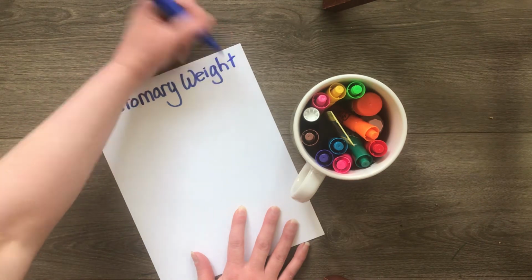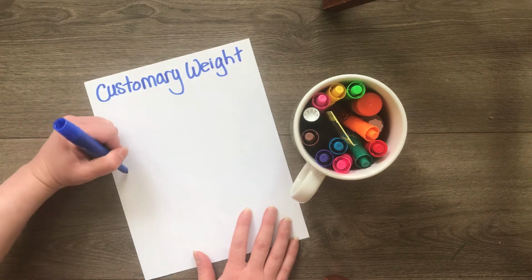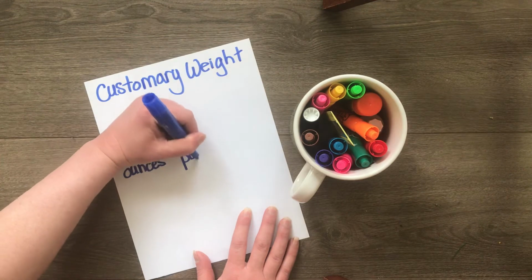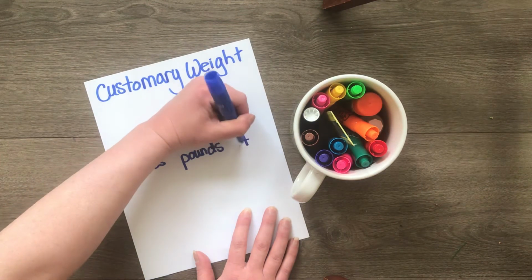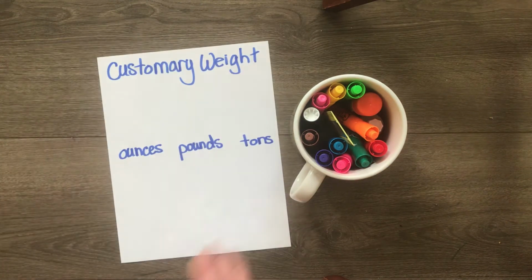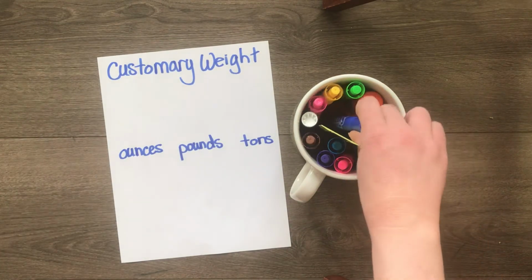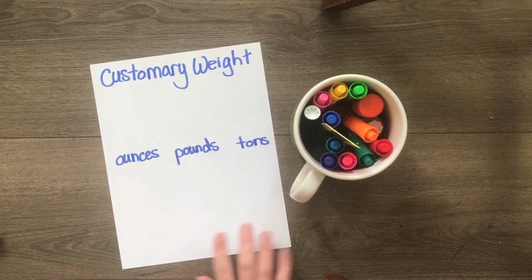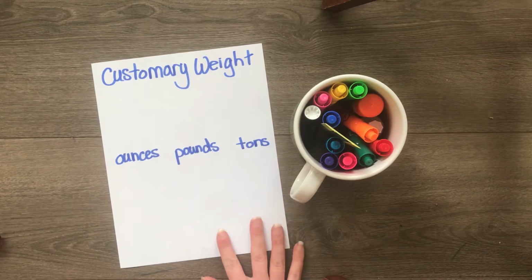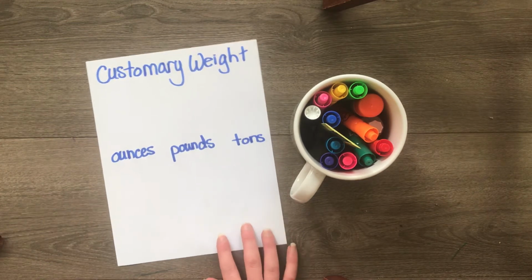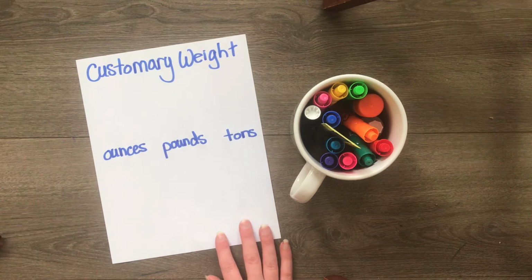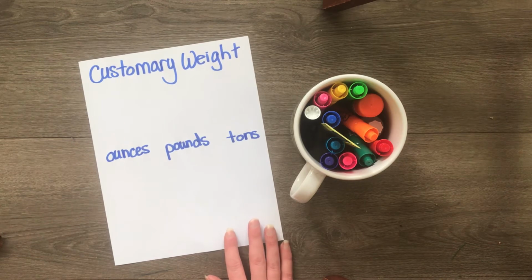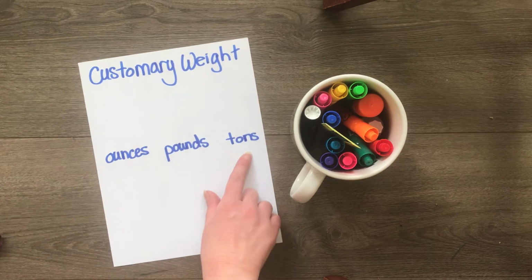Customary weight. There are 3 different types of customary weight that we're going to focus on today. Ounces, pounds, and tons. Now, you might be asking yourself, well, I've heard about pounds. Maybe you know how much you weigh. And I've heard tons. There's an expression, an idiom that says, oh, this weighs a ton. It's so heavy. So let's talk about some things that weigh these different units of weight: ounces, pounds, and tons.